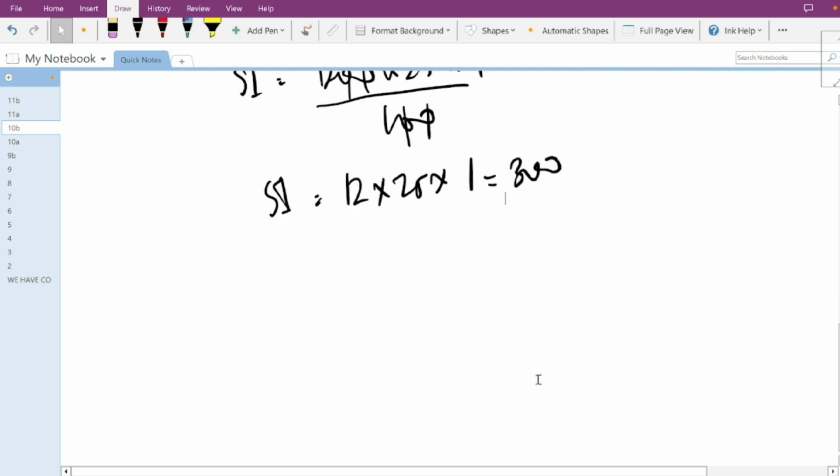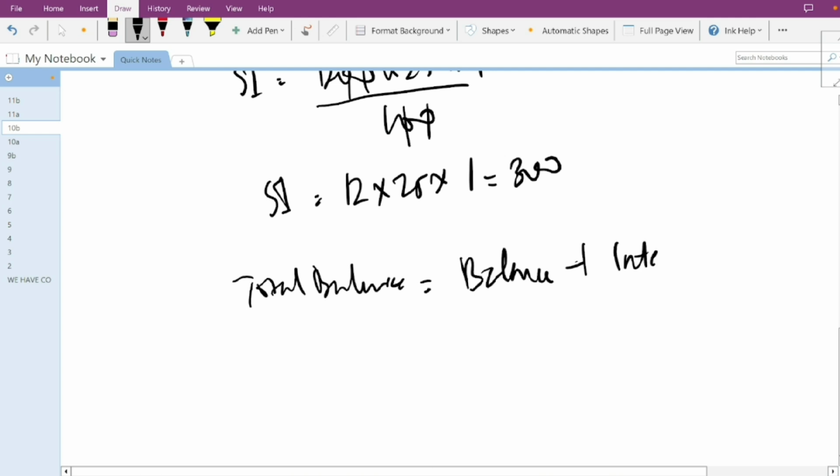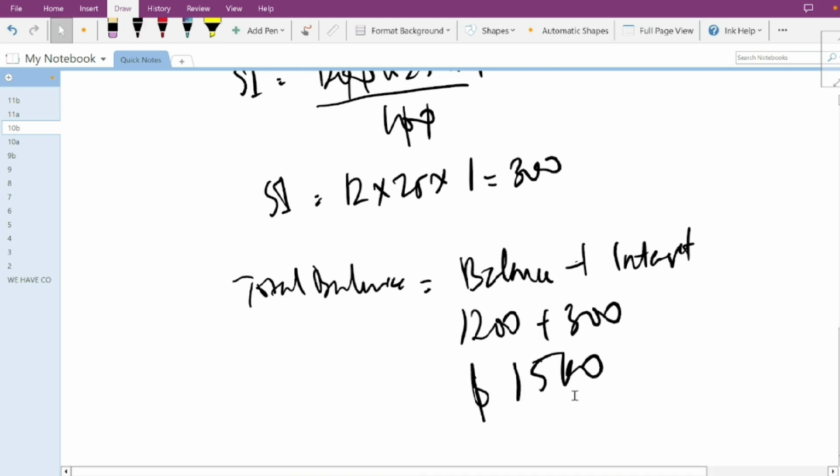So we have the money that is meant to balance. The total new balance with the interest equals balance to pay plus interest. The balance to pay is 1,200, that's what is left from 1,600 after paying $400, plus the interest which we just calculated, that's 300. So 1,200 plus 300 will give you $1,500. So the balance now to be paid is $1,500.